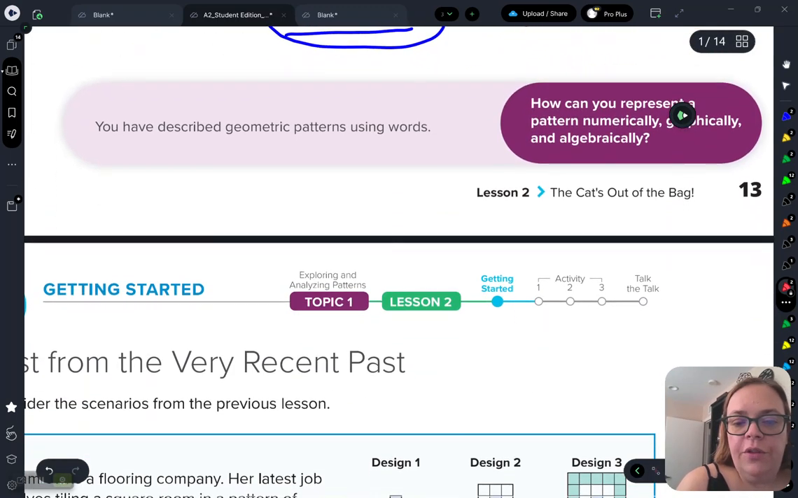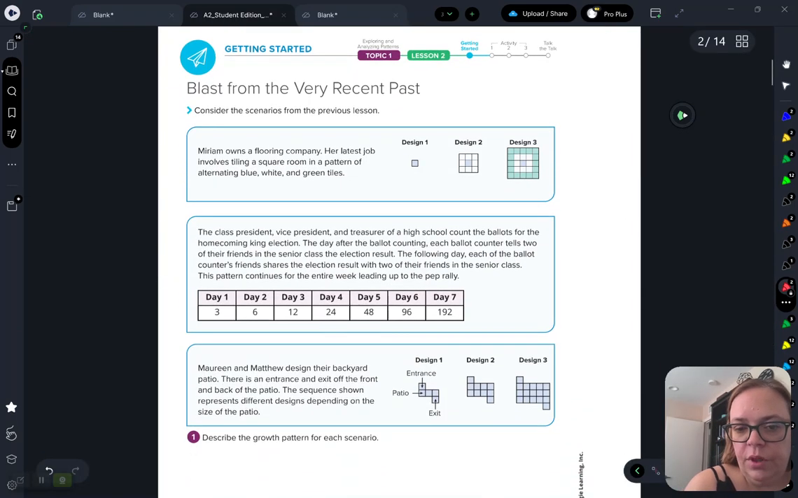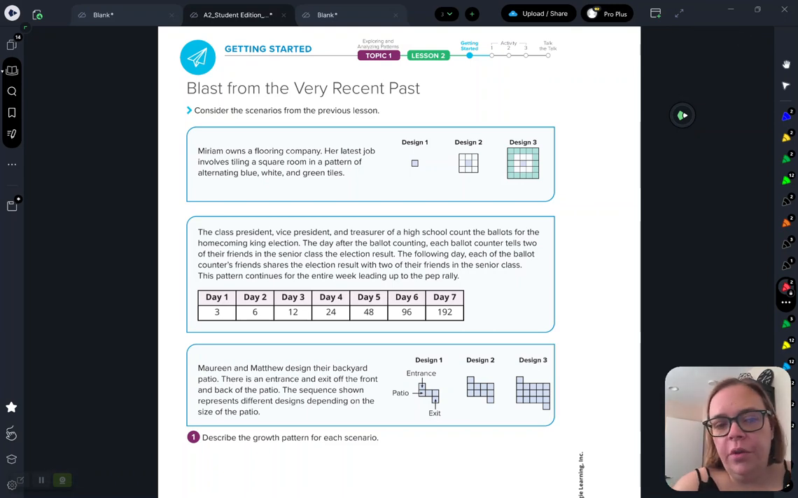All right, so if you remember from the last workbook assignment, we had some patterns. There were 3 patterns, 2 of which we went over in the last video. The first one was the blue, white, green tile pattern. The second one was the class president, where we had 3 people tell 2 people each day. Then those people told 2 people. And then the last one was a backyard patio design that looked like this.